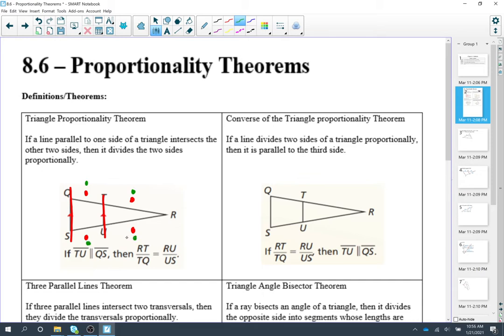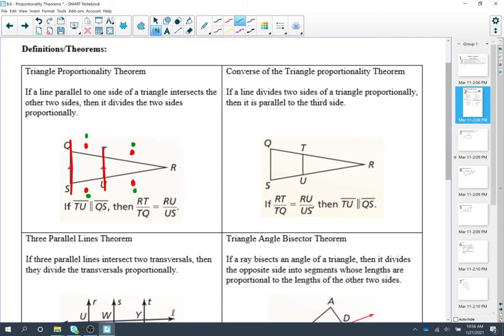UR. The converse of the triangle proportionality theorem says if a line divides two sides of a triangle proportionally, then it is parallel to the third side. So remember, converse kind of means backwards. So all this is saying is if you can write the proportion, so we're going to take RT over TU equals QT over SU. If that proportion is true, then we can prove that these lines are parallel.